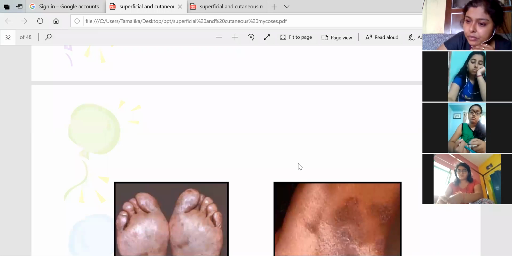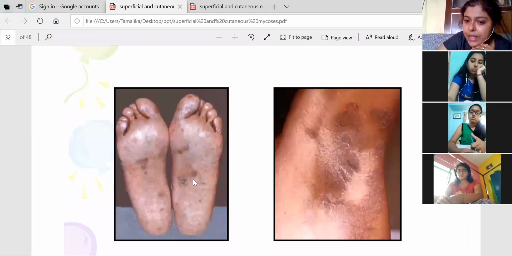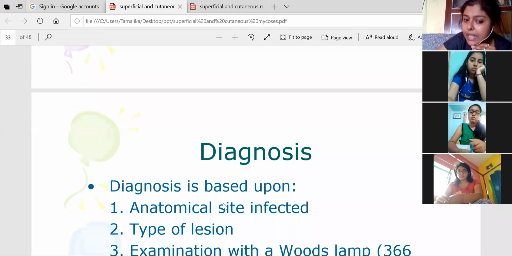Okay. So this is a reaction. You get to see scaling in the soles of the feet. So this is also caused by the tinea.